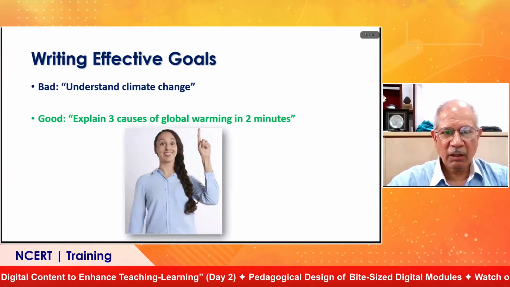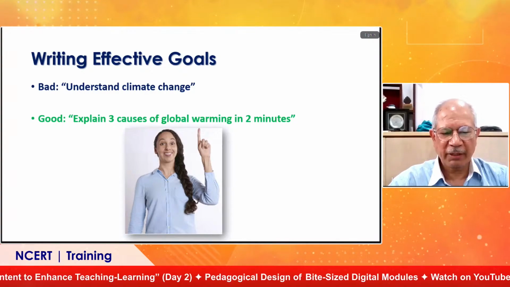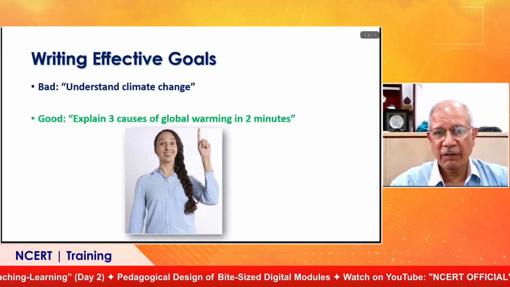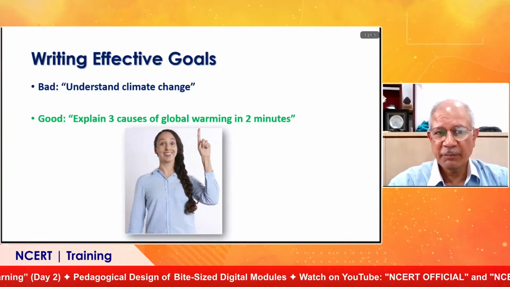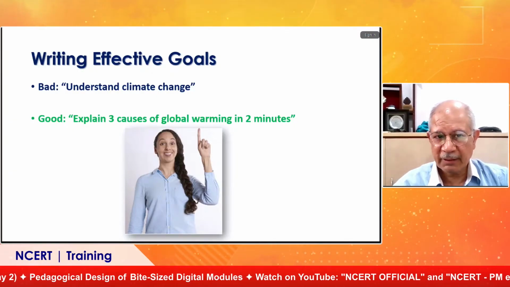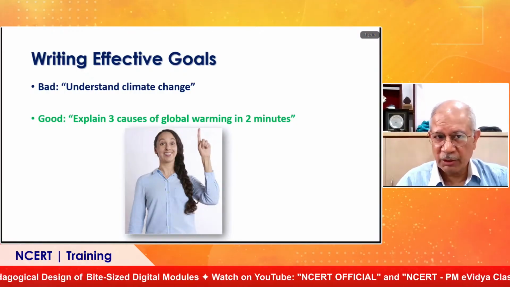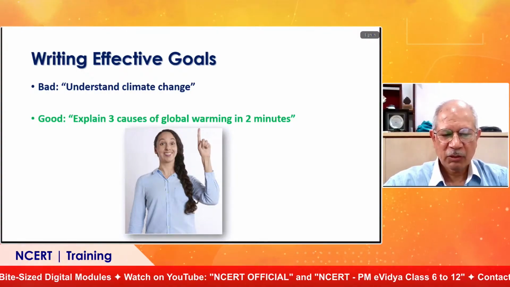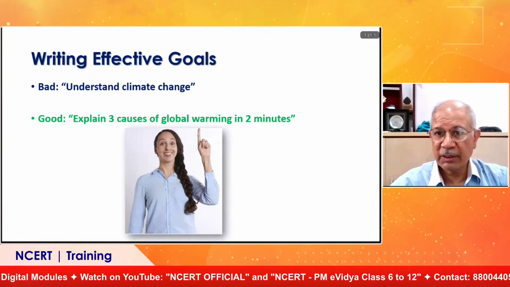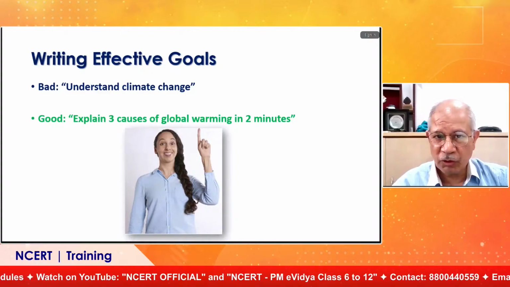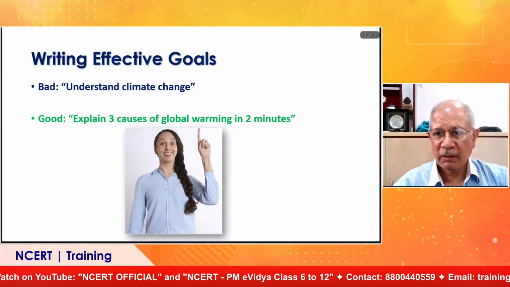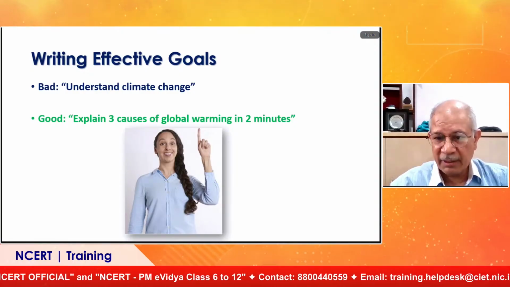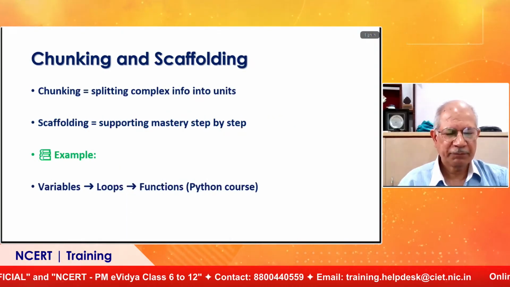This is how we define our goals clearly. If our goal is to understand climate change, the better thing is to make it shorter: explain 3 causes of global warming in 2 minutes. This way it becomes an easy thing for the students to capture the essence of the topic, remember it and understand it very well.